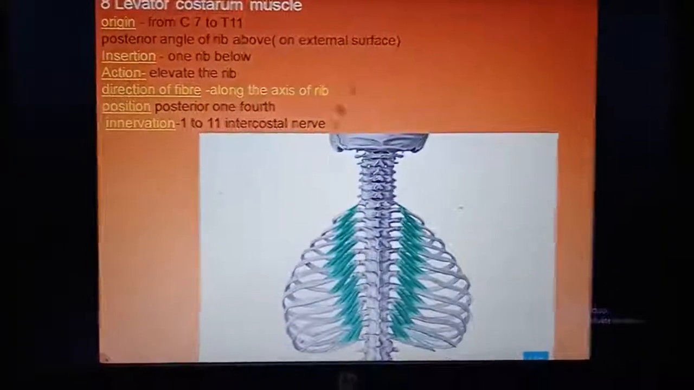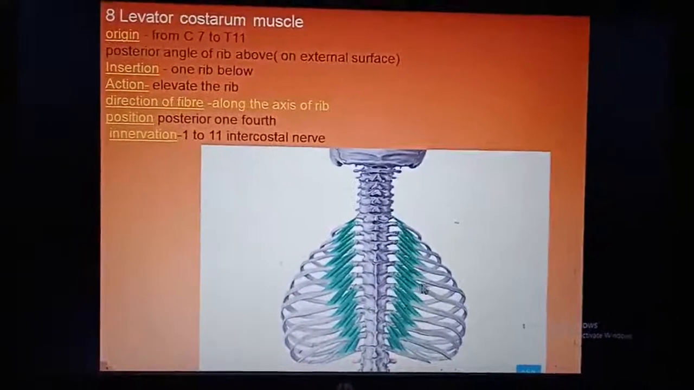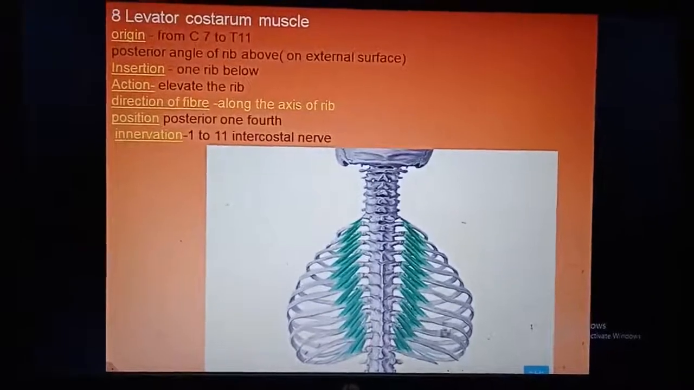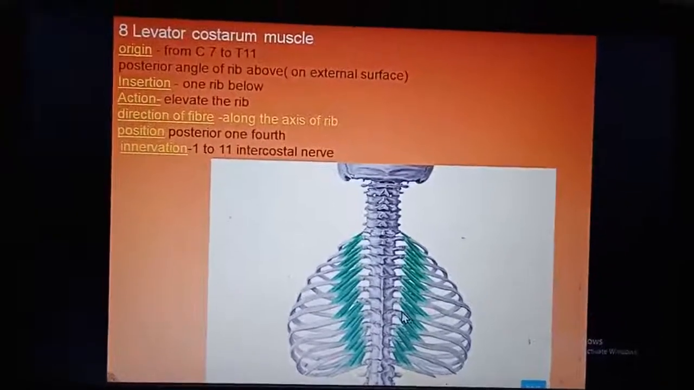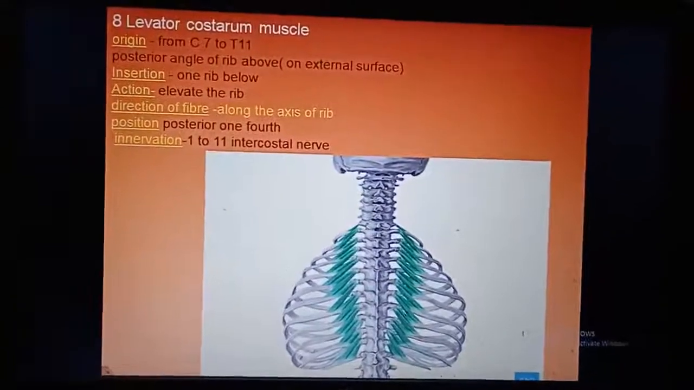Uppermost fiber. In the upper level many times it becomes rudimentary and only lower muscles are prominent in case of levator costarum. Thank you.